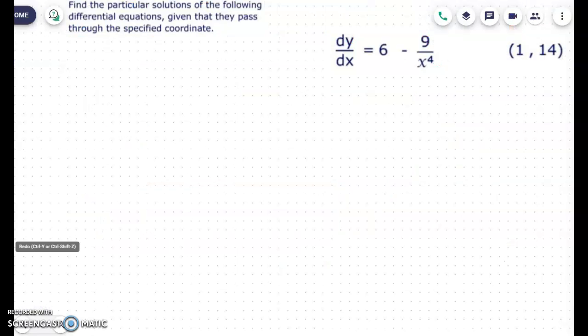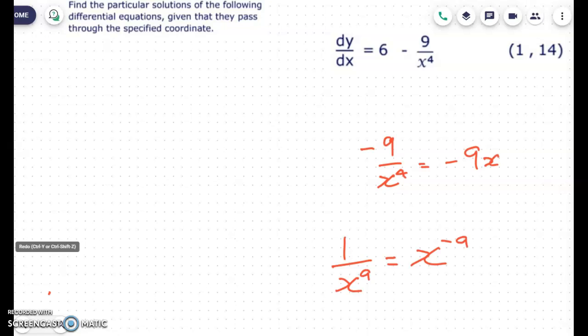Alright, here's another type of question. This one might be a merit question because you have to use another skill at the same time as anti-differentiation, and it's a little bit harder. The key is realizing that before we can integrate, anti-differentiate, we have to use this rule here. Remember, when we have something over something to the power, that's the same as that to the power of the negative version of it. So therefore, minus 9 over x to the power of 4 is equal to minus 9 times x to the power of negative 4. Okay?